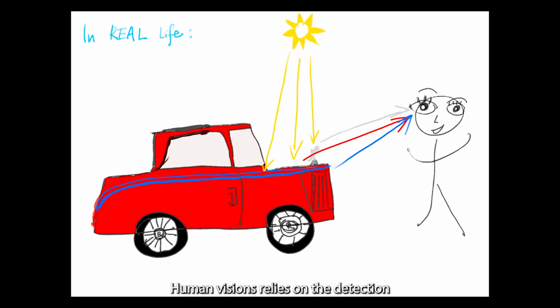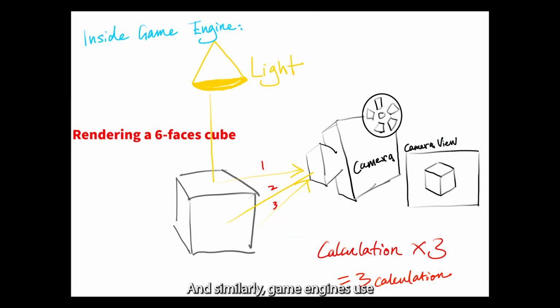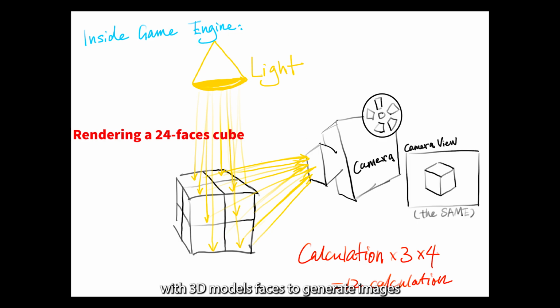Human vision relies on the detection and interpretation of light, and similarly, game engines use algorithms to simulate the interaction of light with 3D models' faces to generate images to your computer screen.